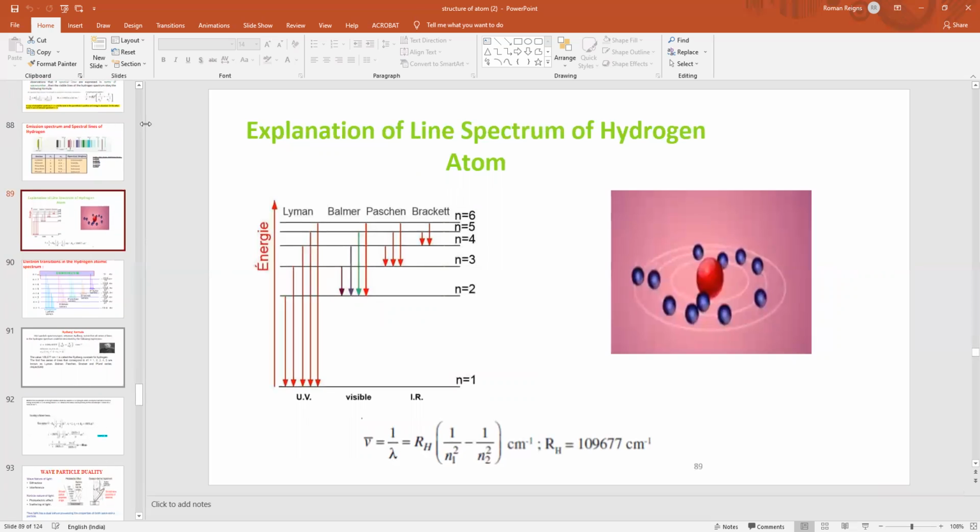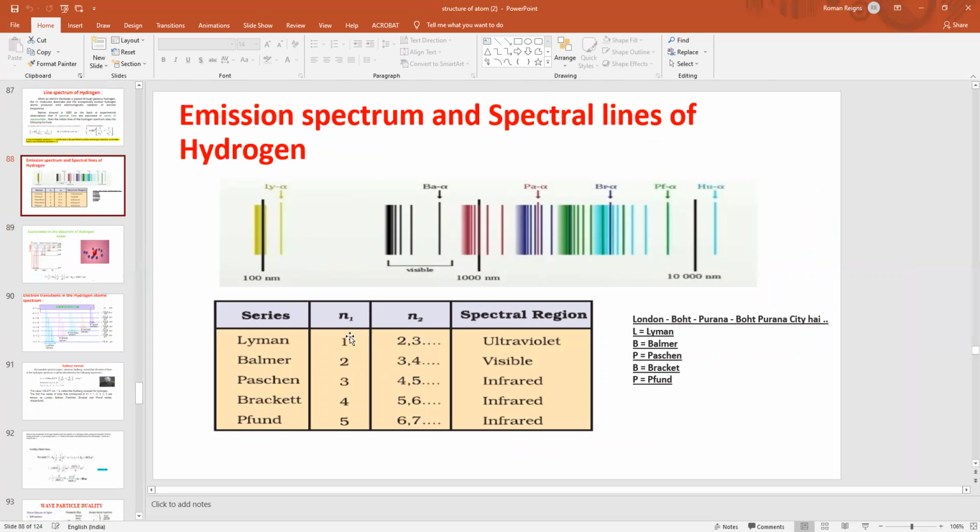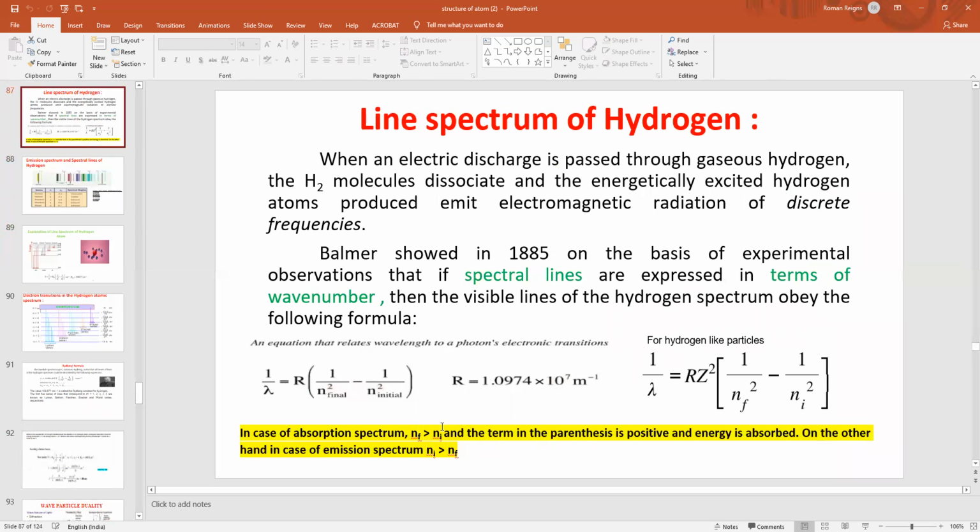Now, how to know the n1 and n2 values? You should not be confused for the Lyman series, Balmer series, because for the spectra of hydrogen, for Lyman, Balmer, Paschen, Brackett, Pfund series, the n1 value is fixed. But even then, if you are confused about which value should be taken for final or initial: if you are talking about emission spectra, the n initial value will be greater than the n final. And if you are talking about absorption spectra, the n final value will be greater than the n initial.